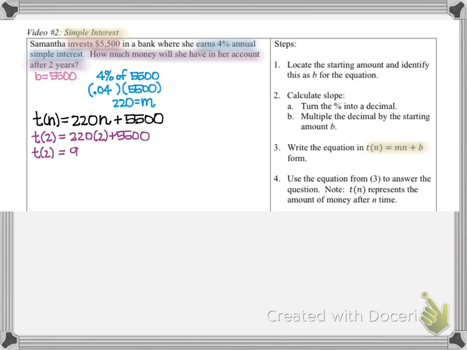Okay, so it looks like she's going to have $990. That's actually not too bad after 2 years. It took her $550 and really made it grow a decent amount.